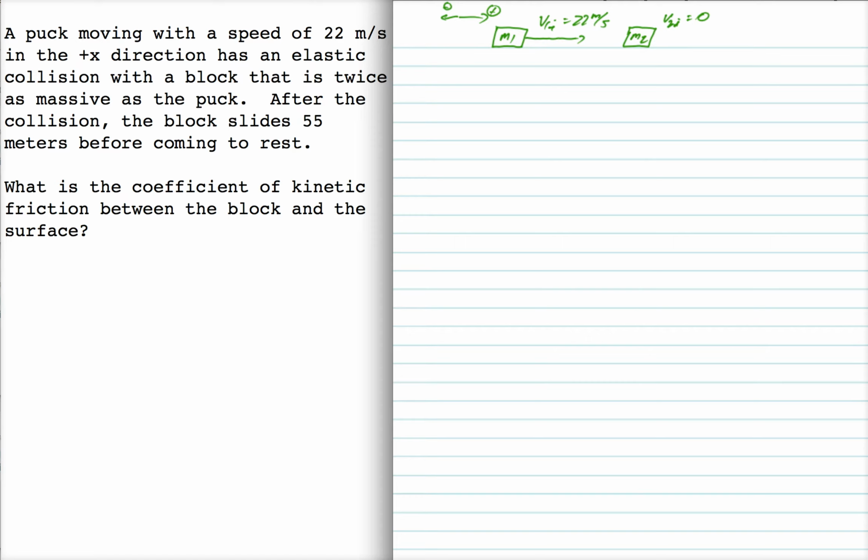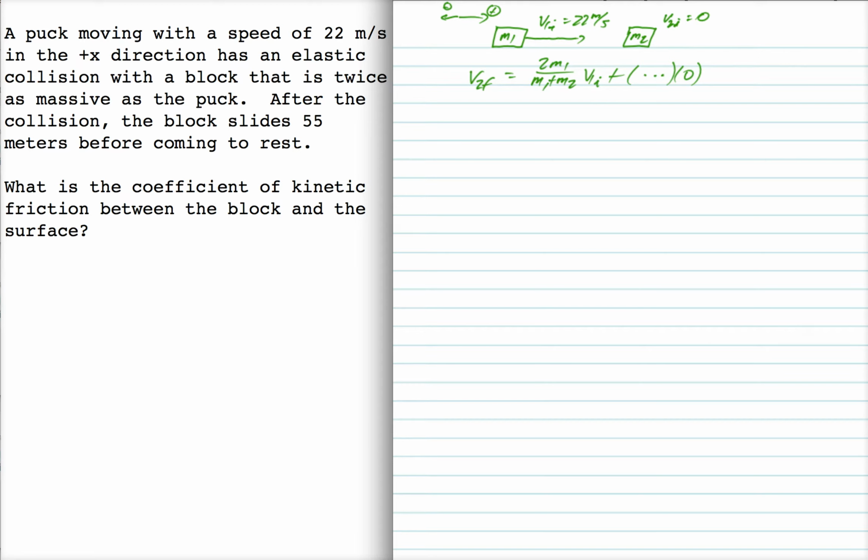So, okay, since it's an elastic collision, we're told that the block slides 55 meters before coming to rest. So we're really only interested in the velocity v2f coming out of the collision. We really don't care what happens to M1, the puck, after the collision. So our expression for v2f is that, and then plus blah blah blah times 0, because v2i is 0.